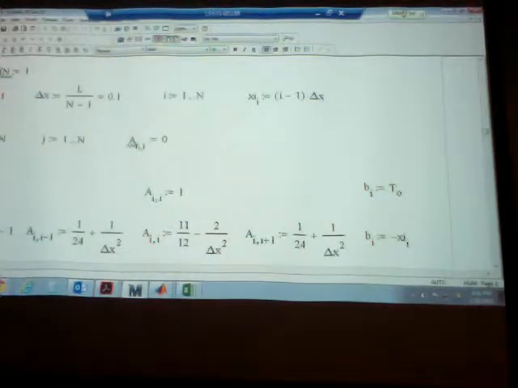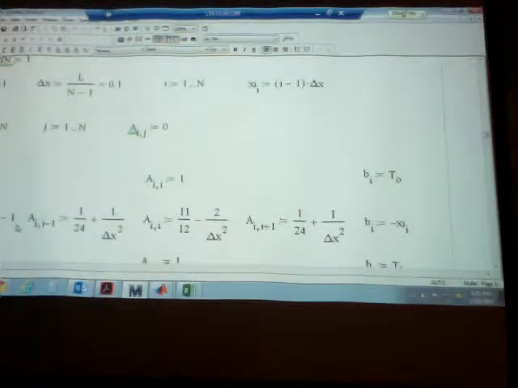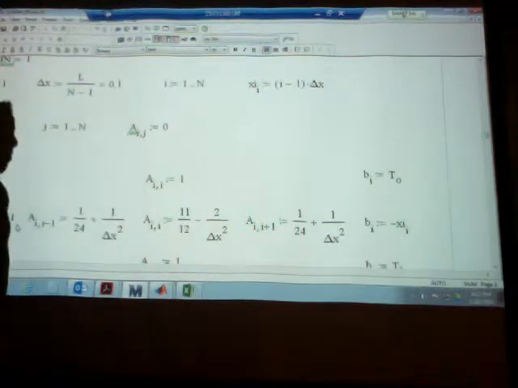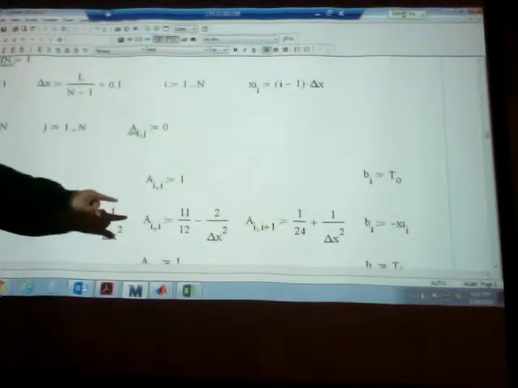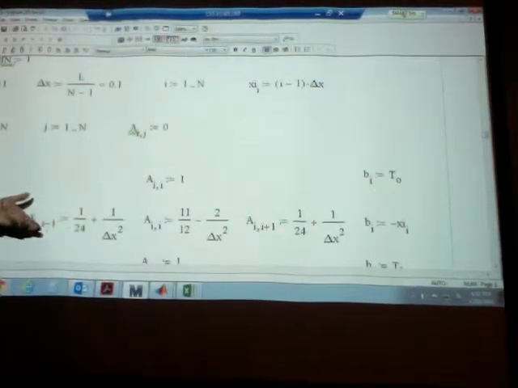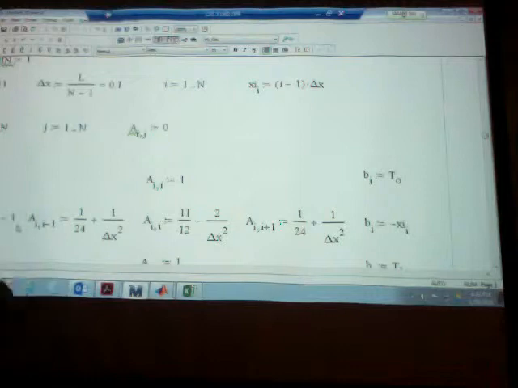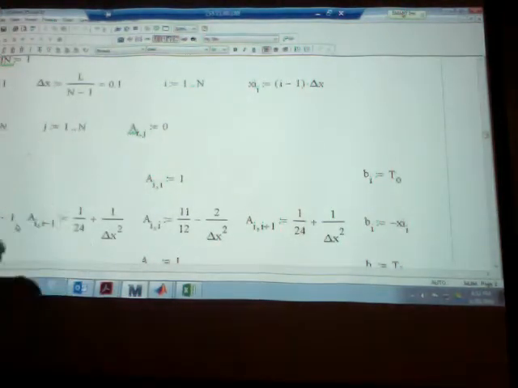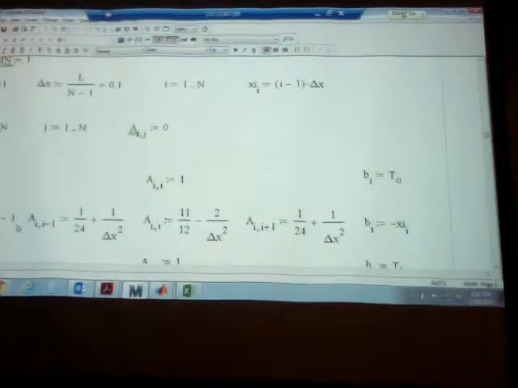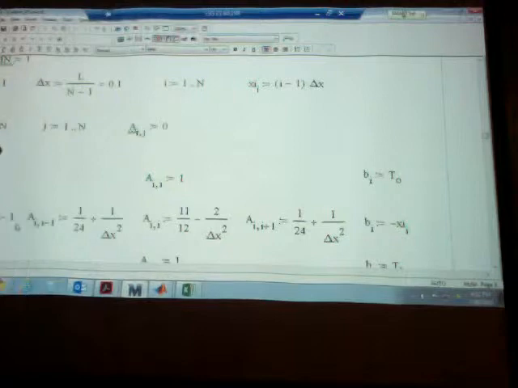The other equations from I equal 2 to n minus 1, all the remaining rows except the last one, will have the diagonal term, AII, which is 11/12 minus 2 over delta x squared. The one to the left is 1/24 plus 1 over delta x squared, and the one to the right is 1/24 plus 1 over delta x squared. That's basically the algorithm that we ended up with. And the right-hand side vector is the forcing term. This equation has an x, so you end up with a minus xi on the right.